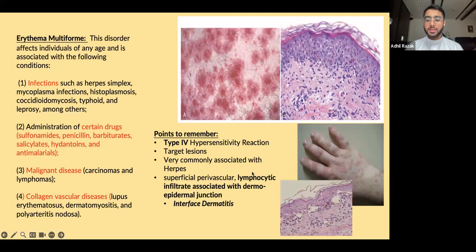Let's quickly discuss it. As you can see in this image right here, there are a bunch of black dots, dark dots between the dermis and the epidermis. Now, those are lymphocytes, and this is called interface dermatitis. What exactly is interface dermatitis?